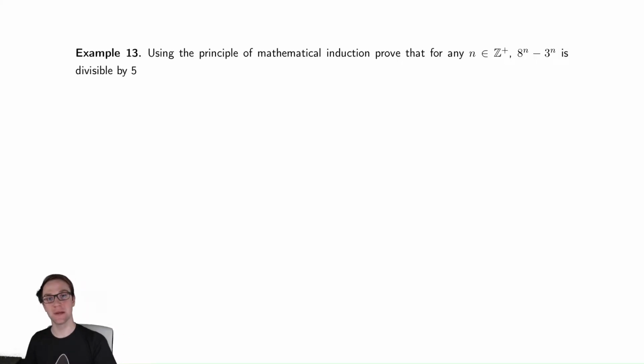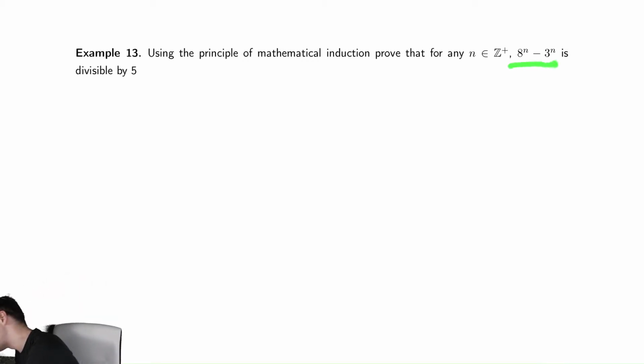For our last video on induction, we're going to resume our divisibility proofs. This time we have a little bit uglier of an expression. We claim that 8 to the n minus 3 to the n is divisible by 5 for any n in the positive integers. For this, let's get right to it.